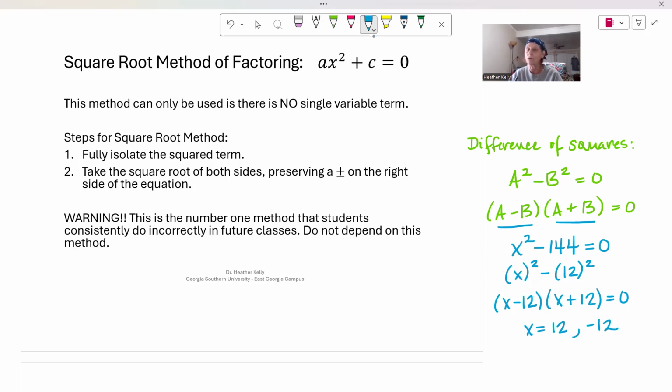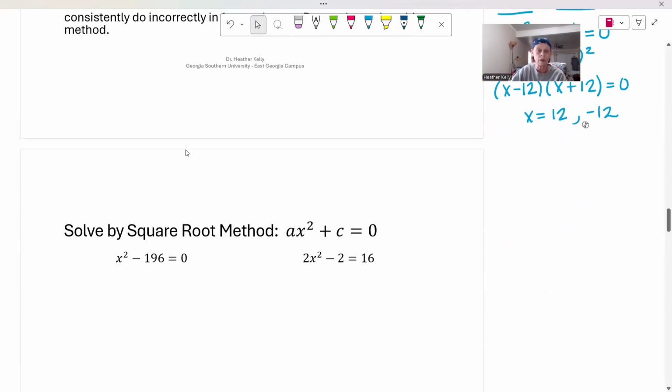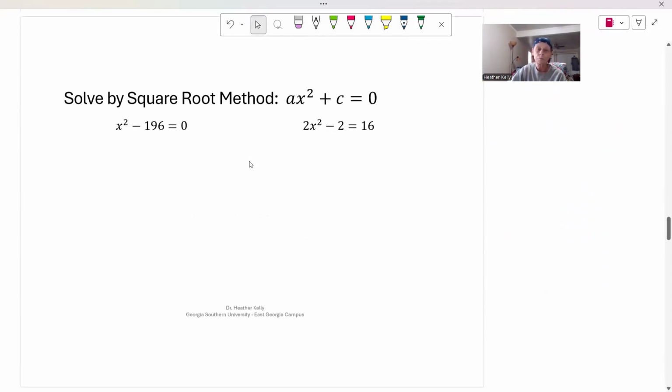Okay, so if it's like 3x squared, you've got to get rid of that 3. You've got to leave only the x squared. And then you take the square root of both sides, preserving the plus or minus on the right-hand side of the equation, because you're going to get the two answers. All right, so let's do a couple of examples here.